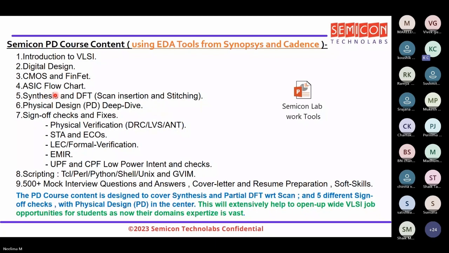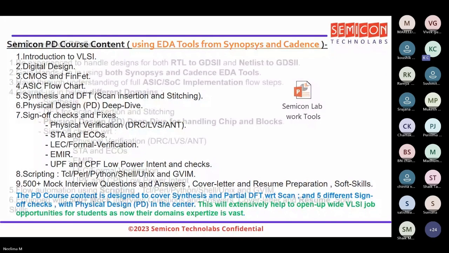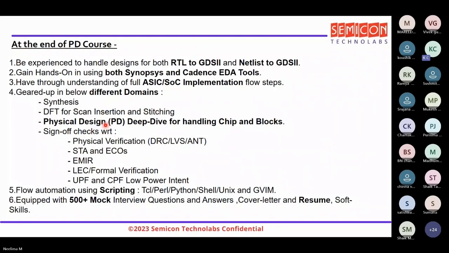And let me touch base on what all things you will be equipped with at the end of the course. You will be experienced to handle designs for both RTL to GDS2. This is one big market we have in the VLSI job market. Another big market is netlist to GDS2. You will be experienced to work in either RTL to GDS2 or netlist to GDS2 in both the fields. You will gain hands-on experience using both Synopsys and Cadence EDA tools, and have a thorough understanding of the full ASIC SOC implementation flow steps.